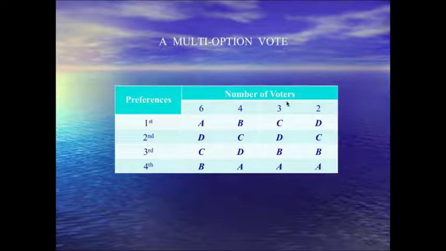So we have option A is very divisive. 6 think it's the best, but 9 think it's the worst. B is fairly divisive, and maybe C or D best represents the collective will. So what are we going to do? Well, we might as well be democratic and take a vote.